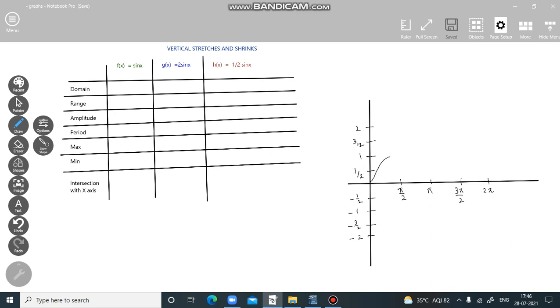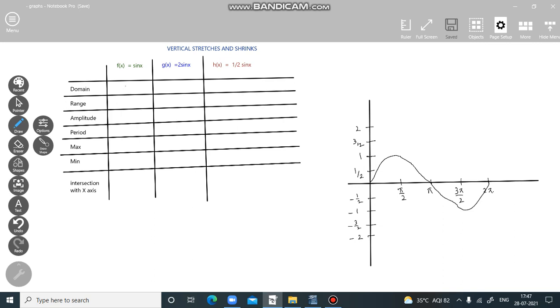It will reach its maximum at pi by 2, intersect the x-axis at pi, come down to -1, and again intersect the x-axis at 2 pi. So let us fill in the domain, range, etc. for the sine function first, so that it will be easy for us to compare it with 2 sin x and half sin x after graphing it.